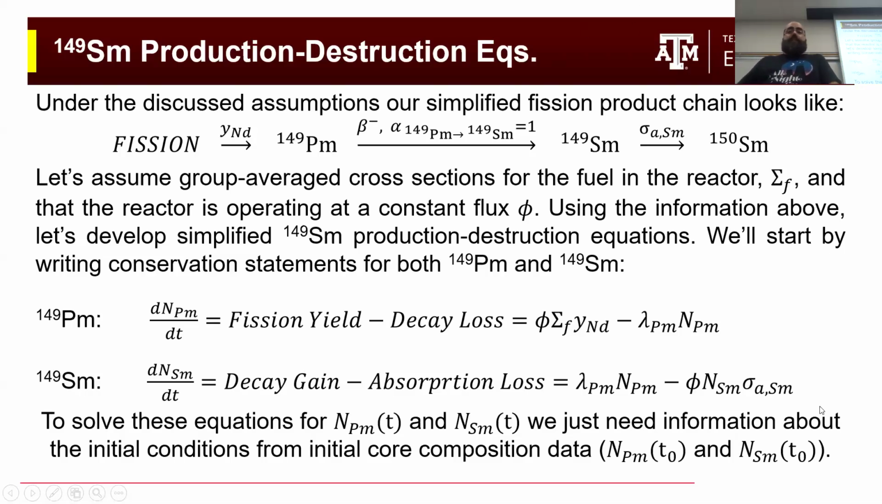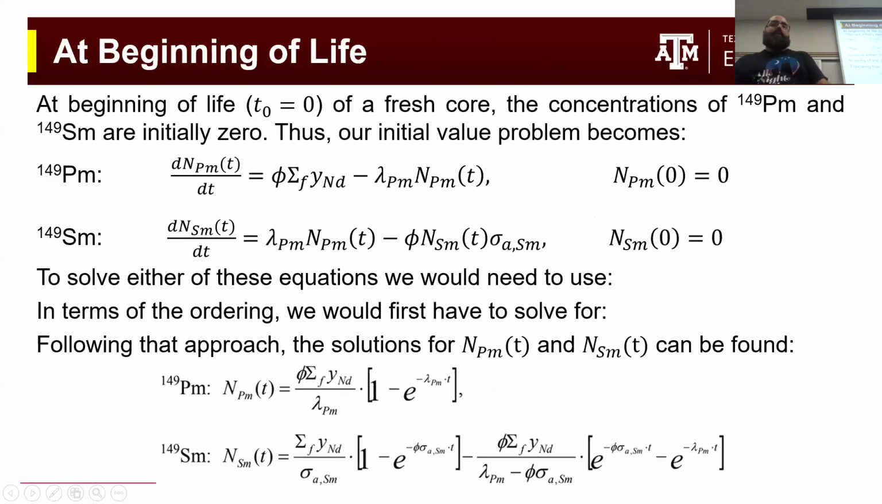And if I want to solve these differential equations, I just need to know the initial conditions, which tell me about the initial core composition for the promethium and the samarium in my reactor. If we start this problem at the beginning of life, when the fuel is fresh, no fissions have happened yet, so there are no fission products built up. So at time 0 at the beginning of life, we can assume that both of these concentrations are 0. If we wanted to solve these differential equations, both of them would involve the use of integrating factors.